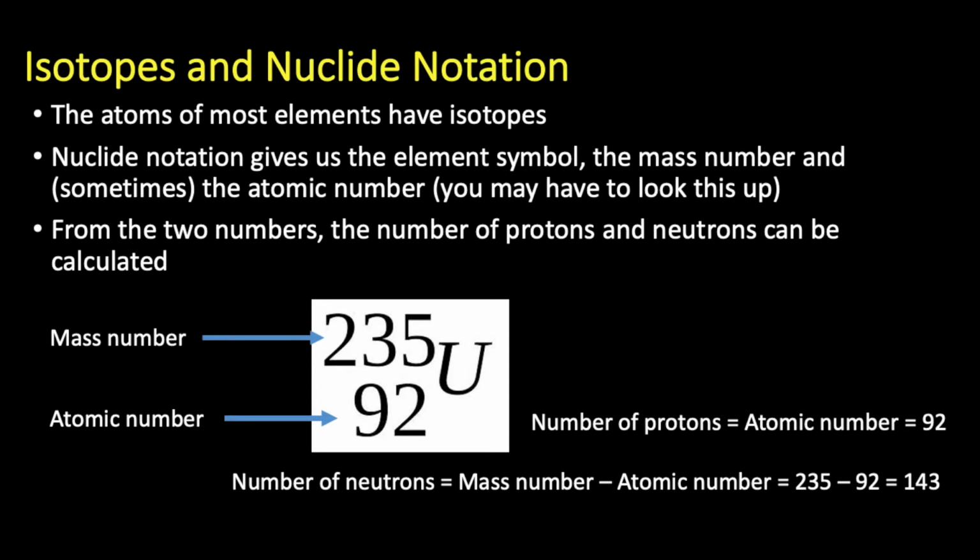We can work out the number of protons simply from looking at the atomic number, it's 92. And our number of neutrons, to work that out, we take our mass number, which represents protons and neutrons, and take away our atomic number, which is only the protons. So 235 minus 92 gives 143. So in this atom of uranium, there are 92 protons and 143 neutrons.